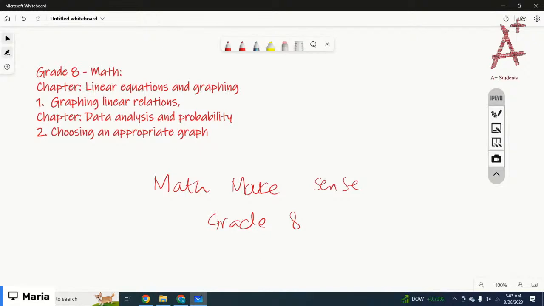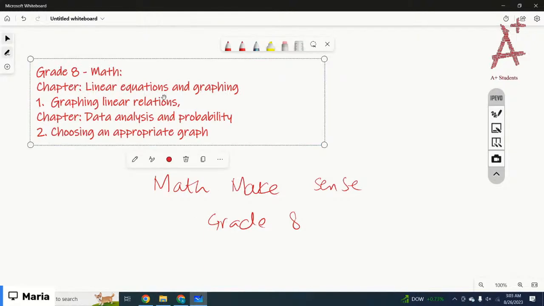Then we'll start the new chapter, chapter 7, that is data analysis and probability. And the lesson we're going to cover from the chapter is choosing an appropriate graph. So let's just start with the first lesson.